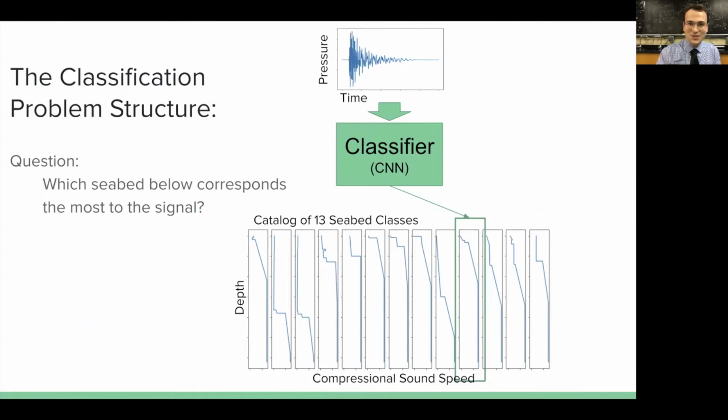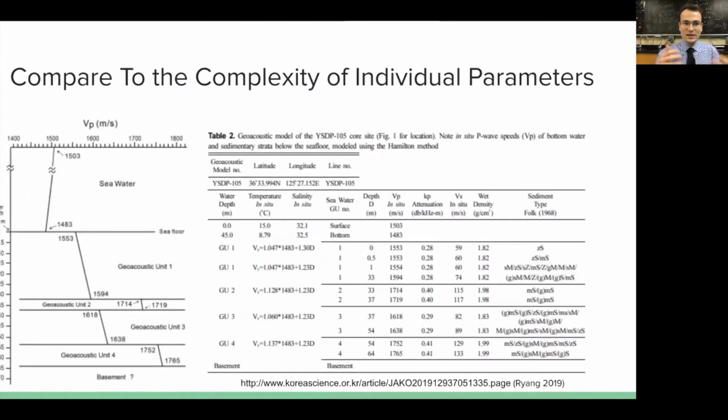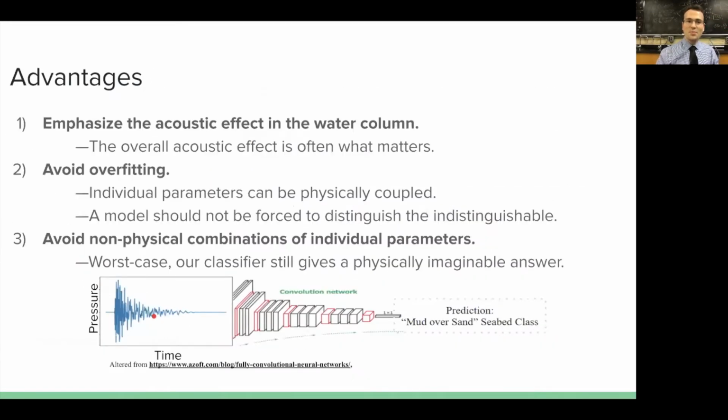This is a different approach than looking at individual parameters, which a lot of work is done in, individual parameters of different sediment layers: sound speed, attenuation, density, many different individual parameters for a given seabed, and that's how you might characterize a seabed. But this overall acoustic type emphasizes the effect in the water column rather than the individual sediment layers. It avoids overfitting in case it's not possible to distinguish two different sediment structures that have the same overall effect. It also avoids non-physical combinations of individual parameters that you might get with an individual parameter model, rather than giving back a class that is at least physical, if not a very similar class to the true seabed that we're looking for.